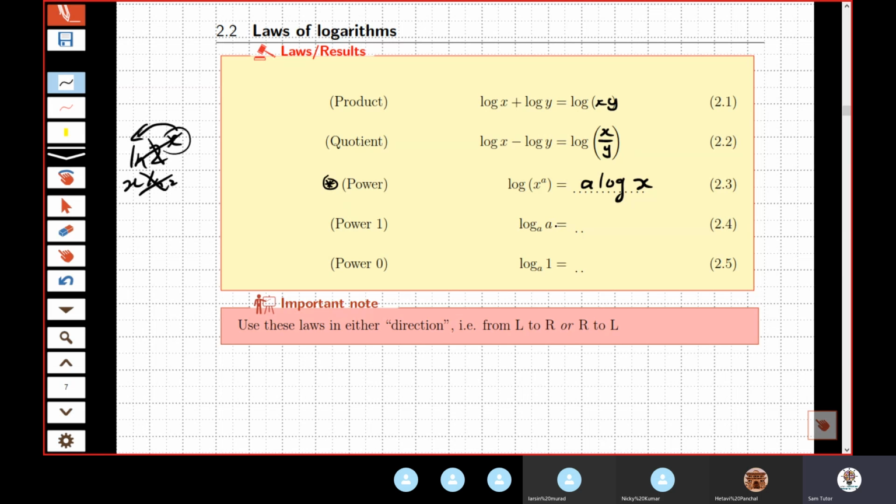If you've got log of a with a little sub base, we'll talk about those again soon, but if you've got the same a and the same sub base, that just equals 1. And if you've got log of 1, it's always 0. Okay, any questions?